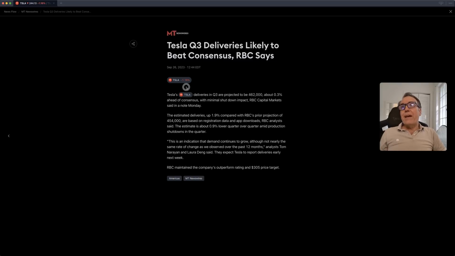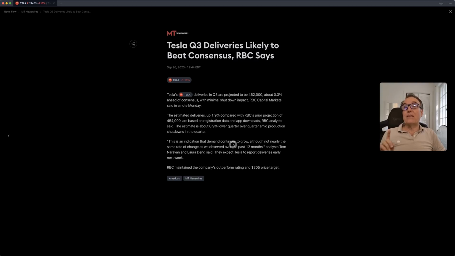And also, we have Tesla deliveries in Q3 that are projected to be 462,000, about 0.3% ahead of consensus, with minimal shutdown impact. RBC Capital Markets said in a note Monday, that's yesterday. The estimated deliveries, up 1.9% compared with RBC's prior projection of 454K, are based on registration data and app downloads, RBC analysts said. The estimate is about 0.9% lower quarter over quarter amid production shutdown in the quarter. It would be pretty good if it was indeed just 0.9% lower.